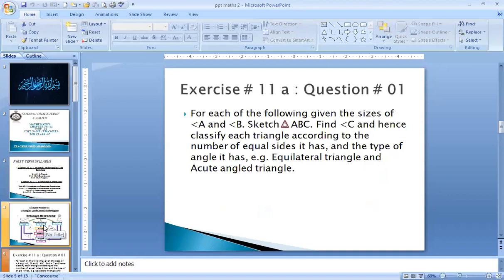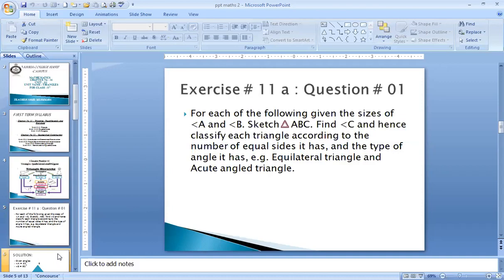So, exercise question of 11A, question number 1. In this question, we are given two angles, in which angle A and angle B are known. First of all, sketch triangle ABC, then find its third angle, that is angle C. When angle C has been found, then classify the triangle with respect to its sides and also with respect to its angles. And in the end, you have to write answers this way, for example, equilateral triangle and acute angle triangle.